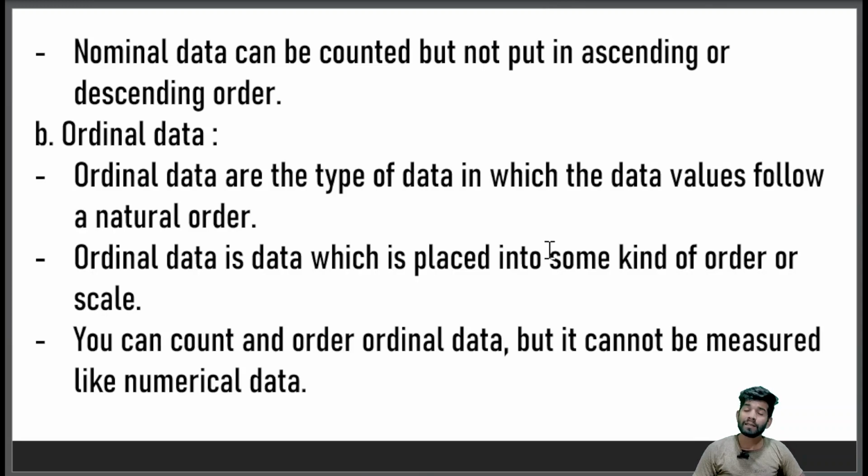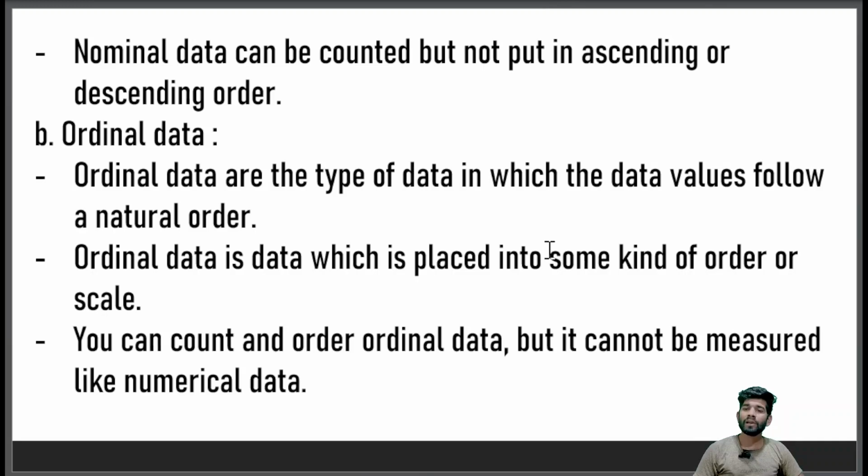Then the second type in qualitative data is ordinal data. Ordinal data is a type of data in which the data values follow a natural order. Ordinal data is data which is placed into some kind of order or scale. The meaning is in the word itself: ordinal means order.